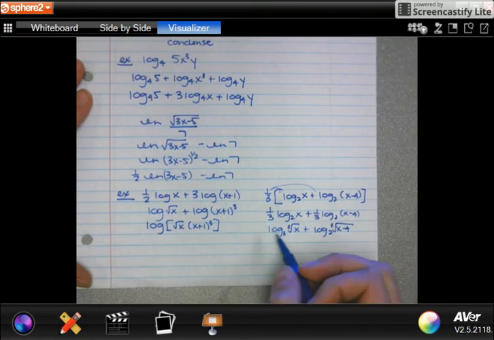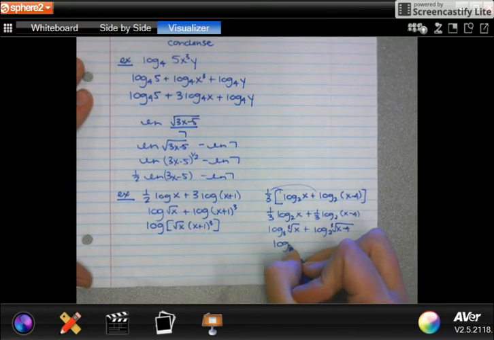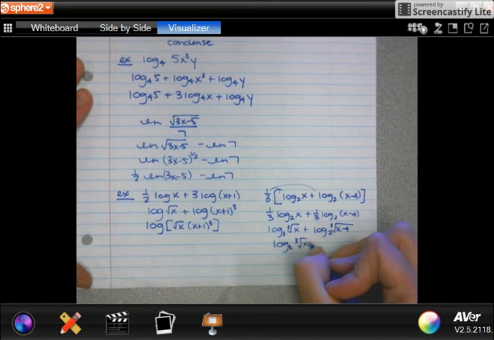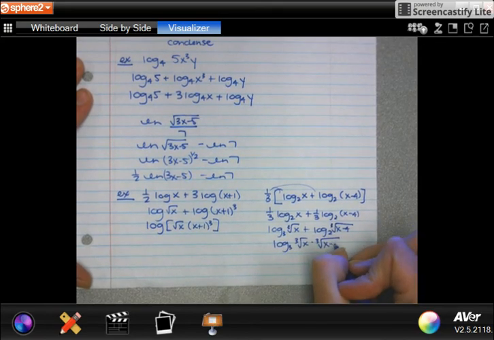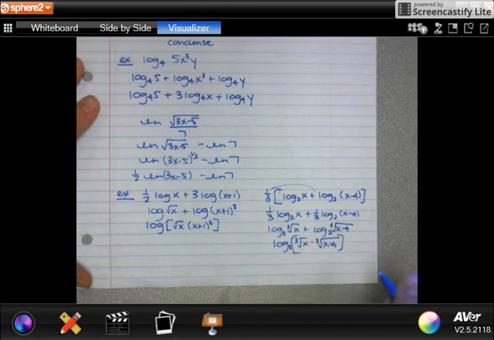And then going ahead and combining them with multiplication. And those could be combined under a single cube root if you choose.